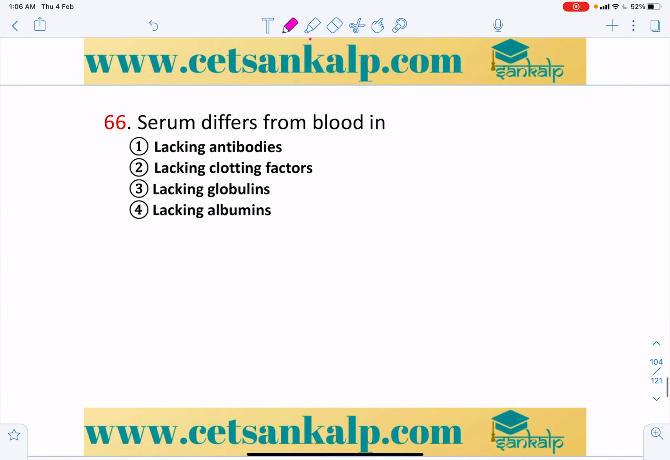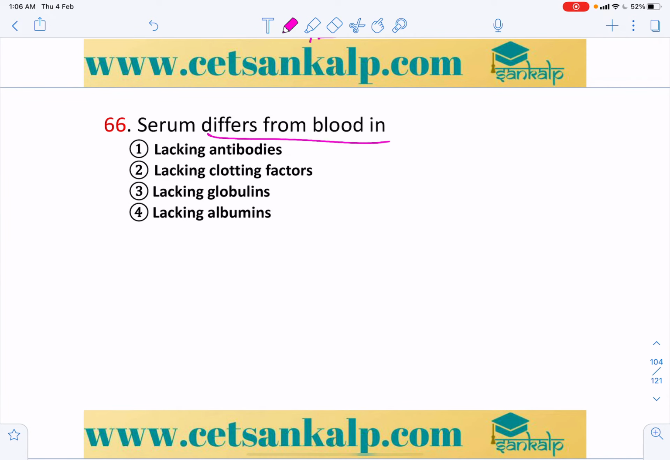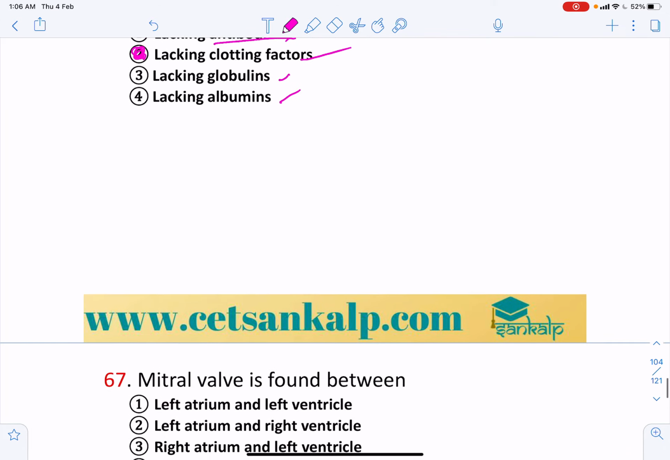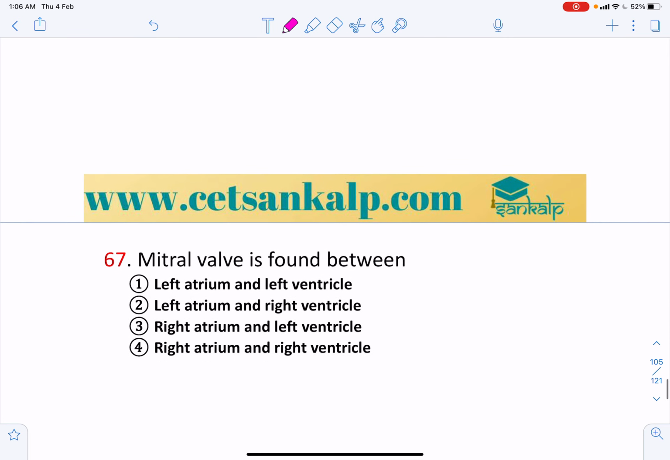Next, question 66. Serum differs from blood. In serum, what about the clotting factors? That is lack of clotting factor, not lack of antibodies, lack of clotting factor. Right. Next, albumin and globulins and albumins will be there in the blood plasma.